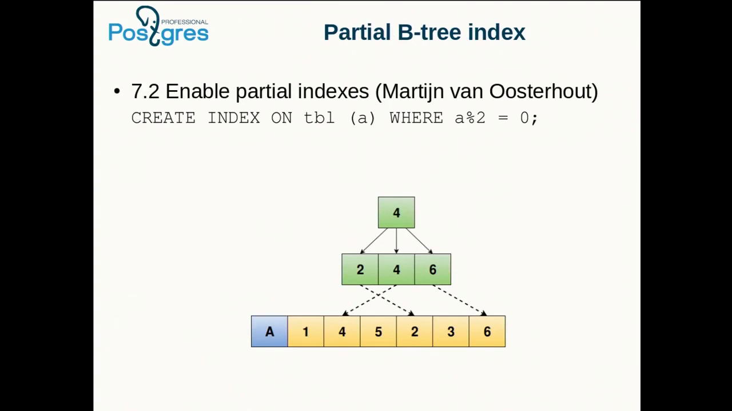Let's go further. Another useful feature is partial indexes, which allow us to cover just a subset of a table's data. They have been present since 7.2, and it's also not specific to B-tree. It's mostly supported by the planner, so I will not discuss it here in detail.